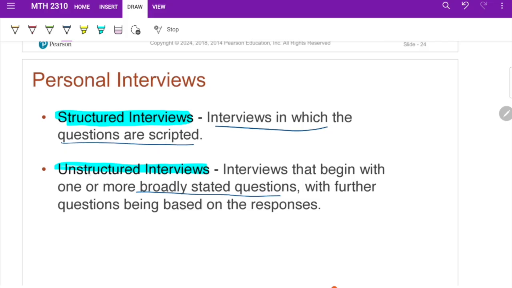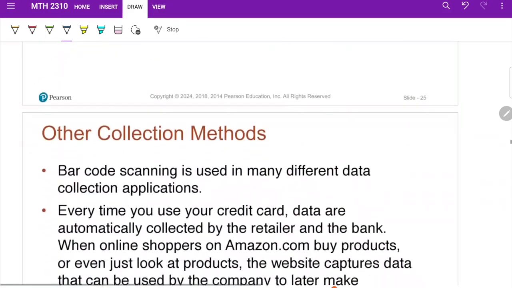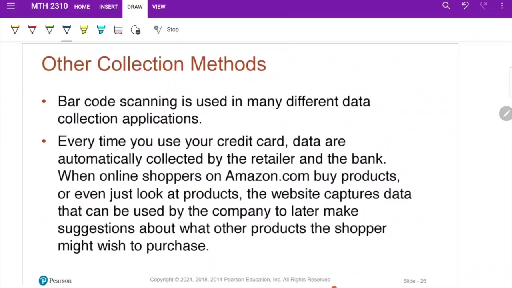So maybe we call it unstructured interview, or sometimes, in some books, they call it semi-structured interviews, and unstructured. They kind of categorize them in different categories, but at the end of the day we have the same concepts here. Other data collections like barcode, this is kind of when you do products or something.